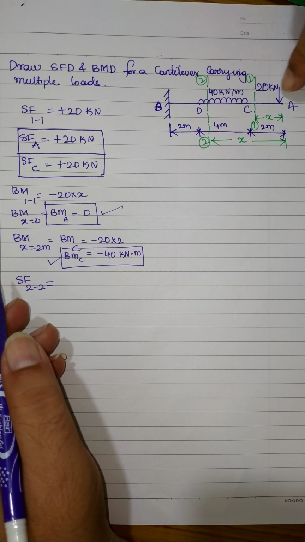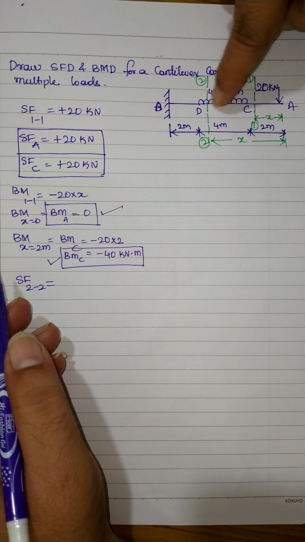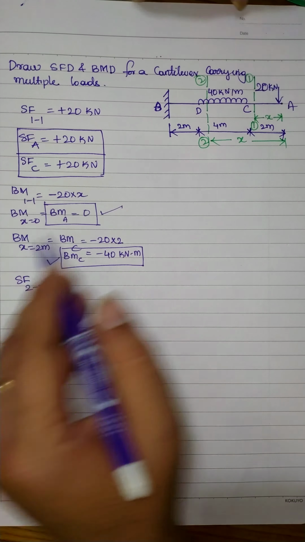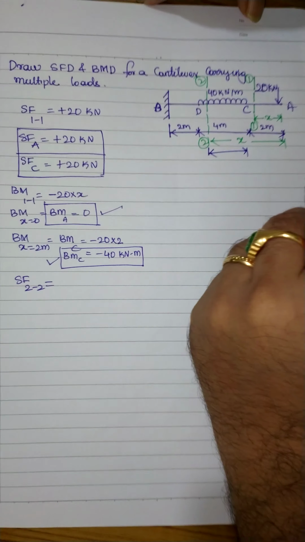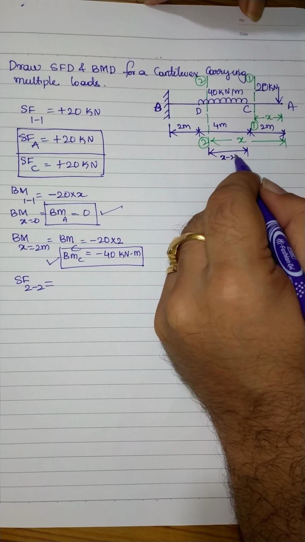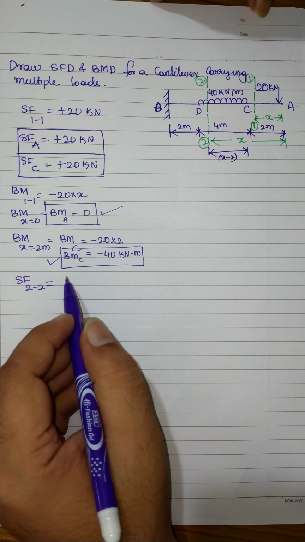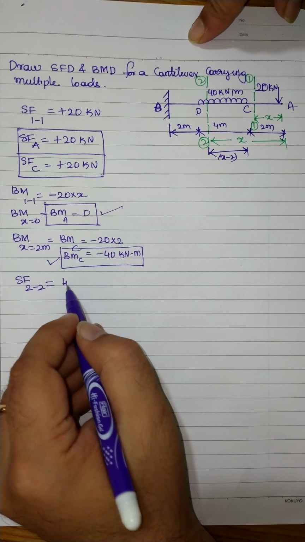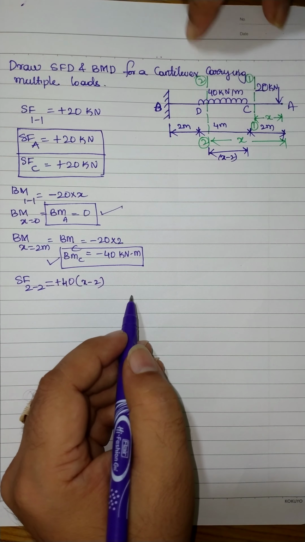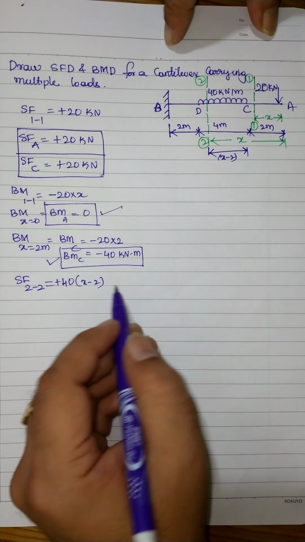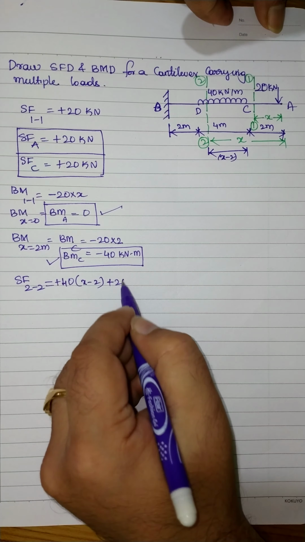Now towards the right side we have 20 kilonewton acting downwards, and 40 multiplied by x minus 2. The distance over which the UDL is acting is x minus 2. So this is plus 40 multiplied by x minus 2, which is the UDL acting over a span of x minus 2, and plus 20 kilonewton.